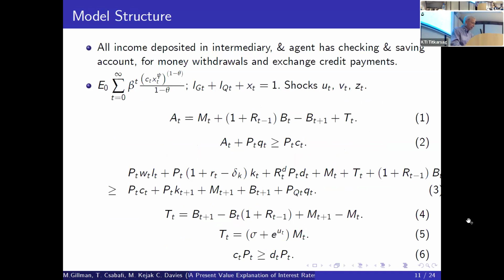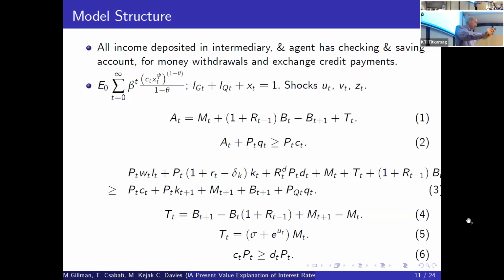Okay, so the model: you have consumption C and X as leisure in the utility function. That's a constant relative risk aversion form. And you have your time constraint, where LG is how much time you spend in the good sector, the portion of your time. LQ is how much time you spend in the financial intermediary, the bank sector. Q for credit. The referee said, I strongly suggest you use Q. And X is your leisure. Okay, and so we had to follow the literature here and make the timing right.